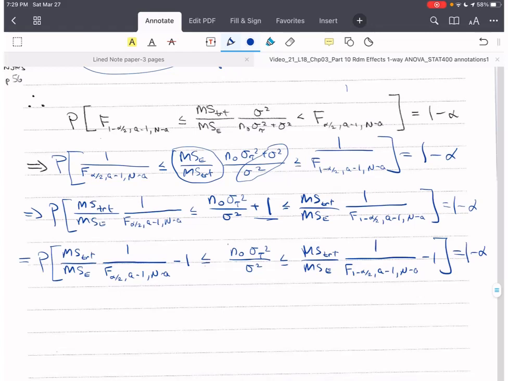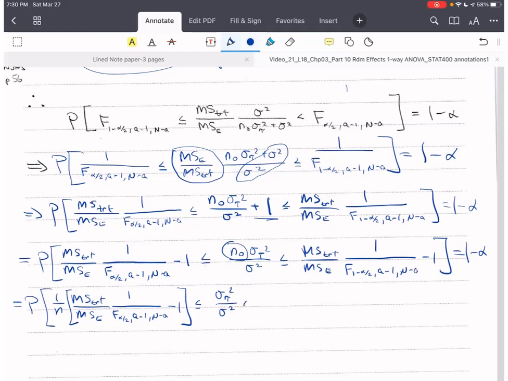Now, I need to divide all sides by n naught so that I can isolate sigma tau squared over sigma squared. So this is going to be the probability of 1 over n naught times (MSTRT over MSE times 1 over f of alpha over 2, a minus 1, n minus a, minus 1). I close that parenthesis. In the middle now I have sigma tau squared over sigma squared. And here I have 1 over n naught. Don't forget the naught, because if it's unbalanced, it'll be different.